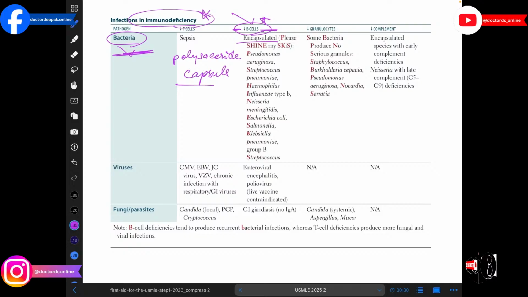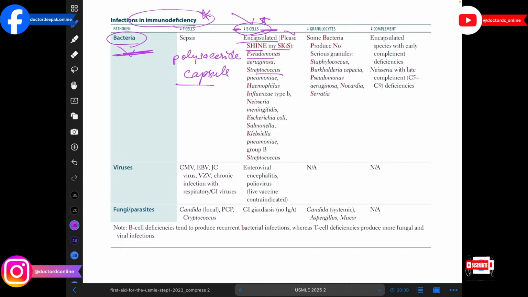So there is one mnemonic: Pseudomonas aeruginosa, Streptococcus pneumoniae, Haemophilus influenzae type B, Neisseria meningitidis, Escherichia coli, Salmonella, Klebsiella, and Cryptococcus.